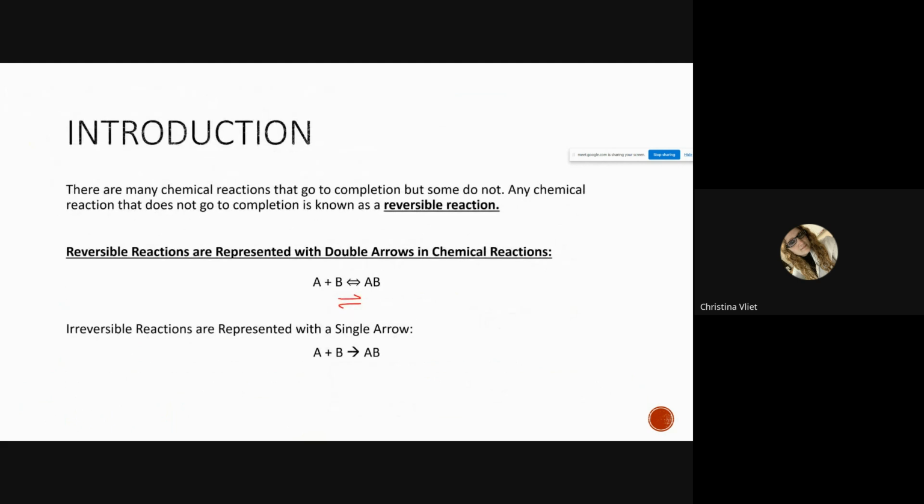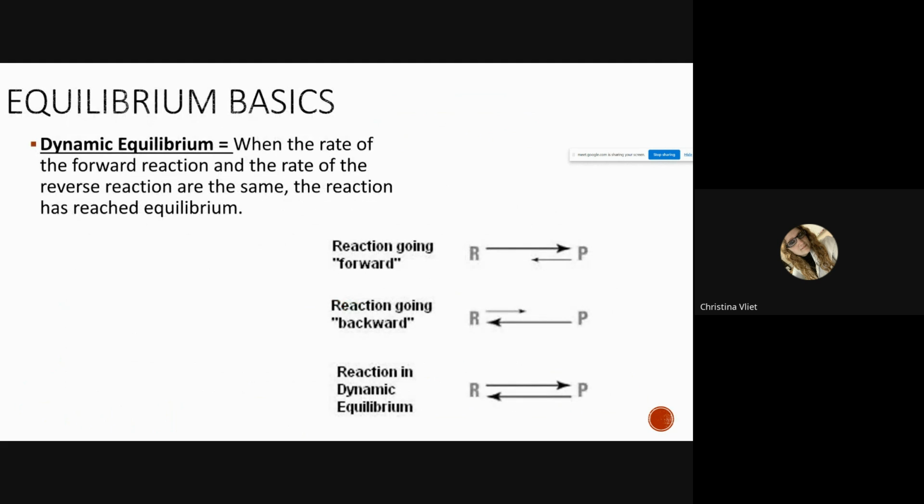Irreversible reactions means that every reactant turns into product. And at the end of the reaction, there are no reactants left and everything is a product. And that's the definition for dynamic equilibrium. Yes?